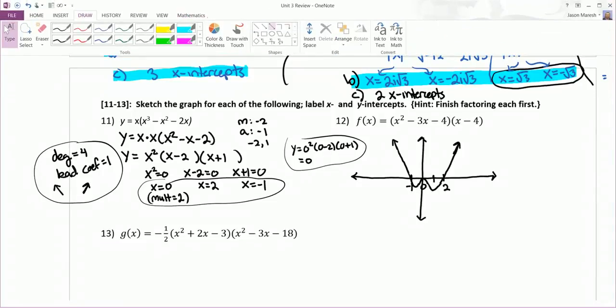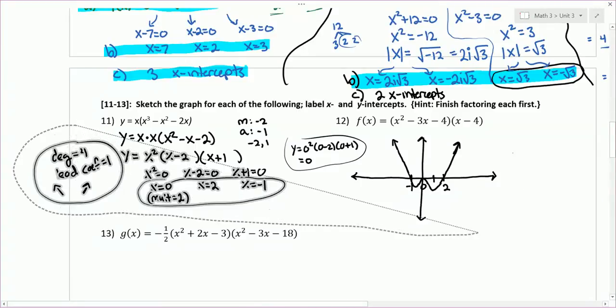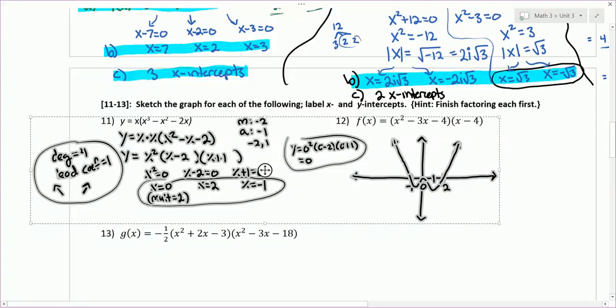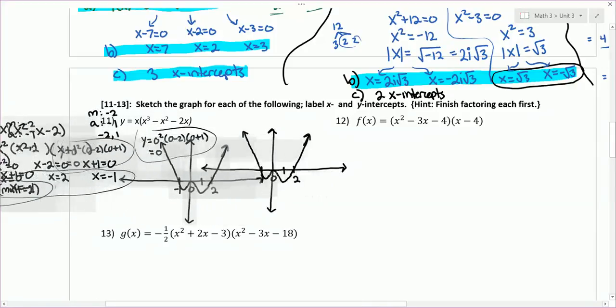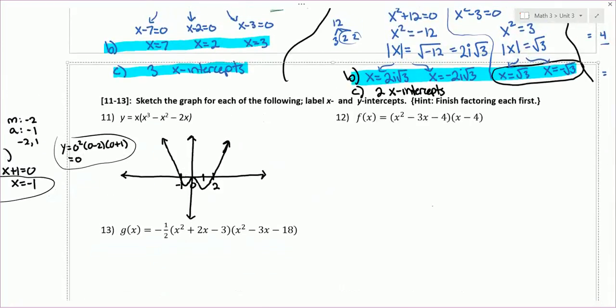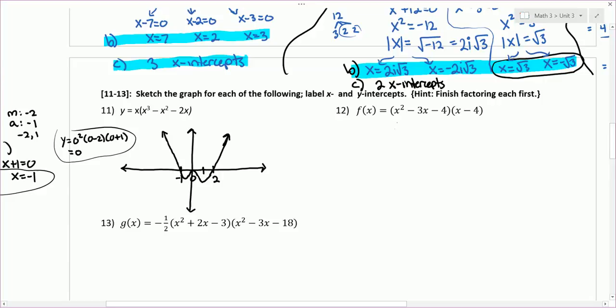So I am going to take this work now and move it over to make room for number 12. All right, number 12. We're working through it the same way. Factor further.